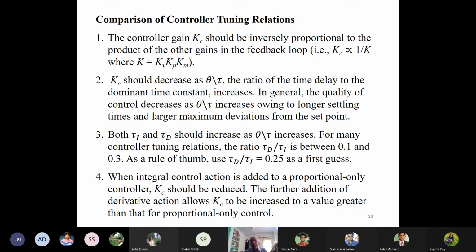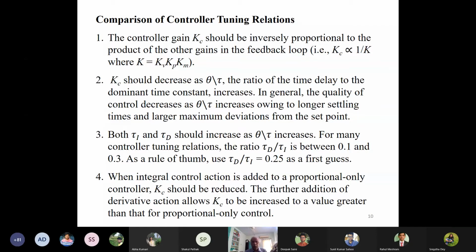Kc should decrease as theta by tau, the ratio of the time delay to the dominant time constant, increases. Which means when the dead time increases, Kc has to decrease. In general, the quality of the control decreases as theta by tau increases, owing to longer settling times and larger maximum deviations from the set point. Both tau I and tau d should increase as theta by tau increases. For many controller tuning relations, the ratio tau d by tau I is between 0.1 and 0.3. So as a rule of thumb, we use tau d by tau I as 0.25 as the first case.